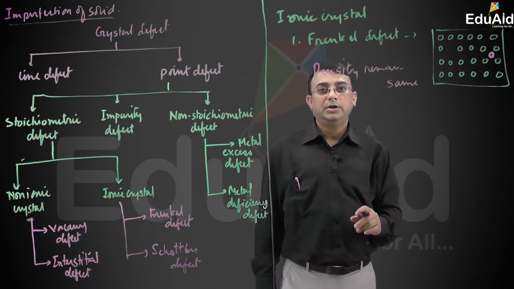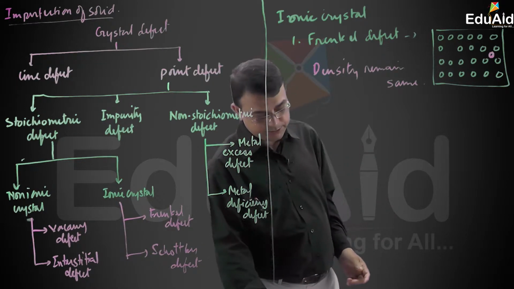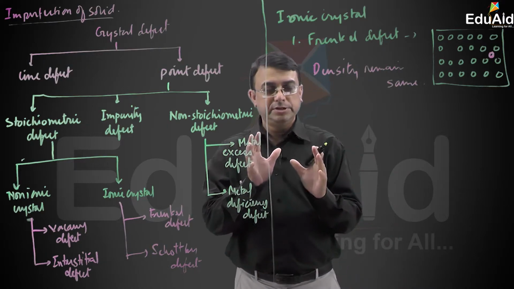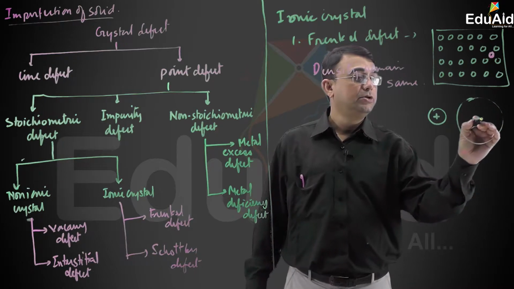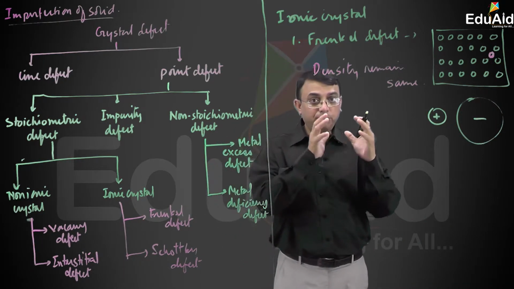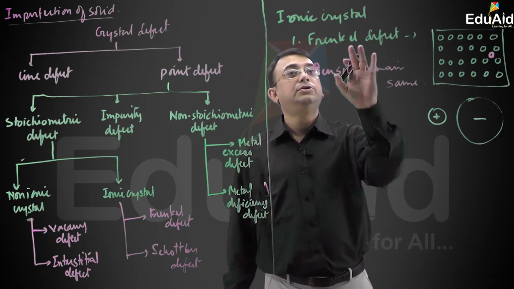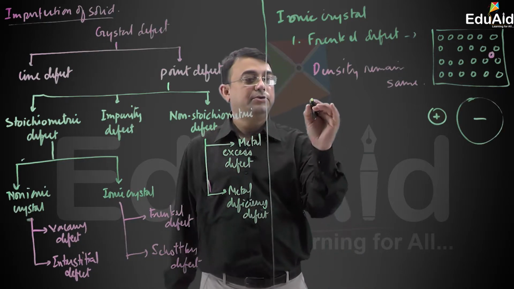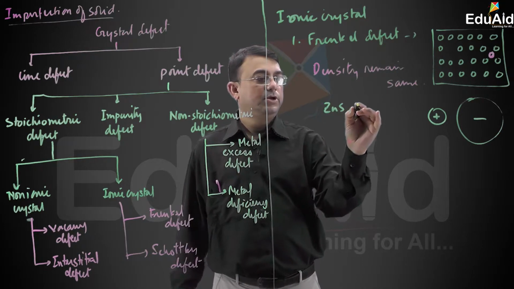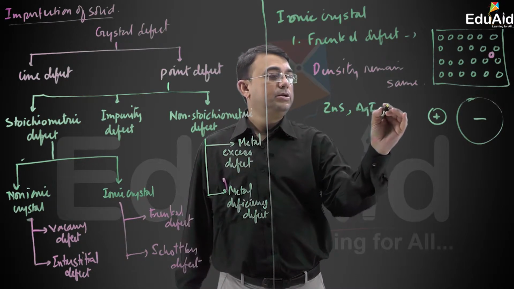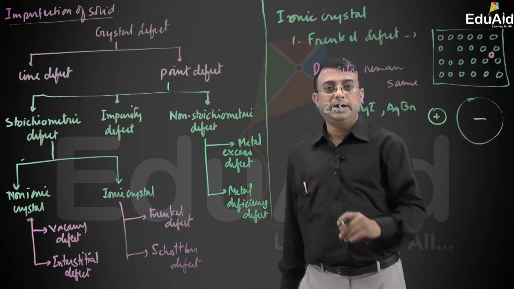All right. Now what type of crystal will show Frenkel defect? There are certain substances in which the size difference between the cation and the anion is very large. If the anion is much bigger than the cation, there is a large difference between the sizes of the cation and anion, then those types of crystals will show Frenkel defect. Examples of Frenkel defect are crystals like zinc sulfide, silver iodide, silver bromide. These types of substances will exhibit Frenkel defect.